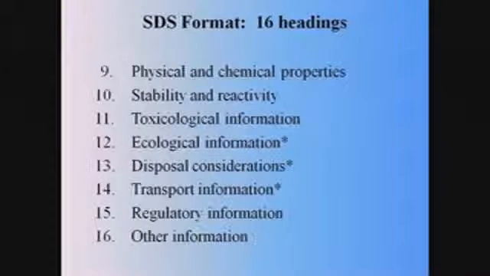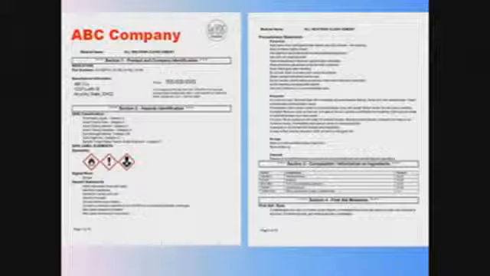Physical and chemical properties will be explained, followed by the stability and reactivity information, and then toxicological information. The next 3 sections, ecological information, disposal considerations, and transport information, are not required by OSHA, but may be included in the safety data sheet. And the last 2 sections will be regulatory information and then any other information deemed pertinent by the manufacturer or an outside regulatory agency. Here are the first 2 pages of a sample safety data sheet.